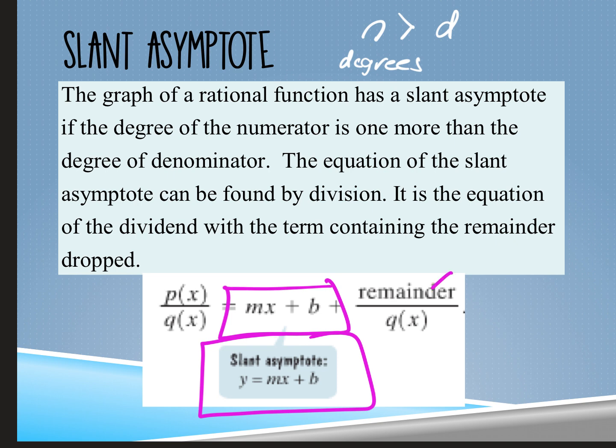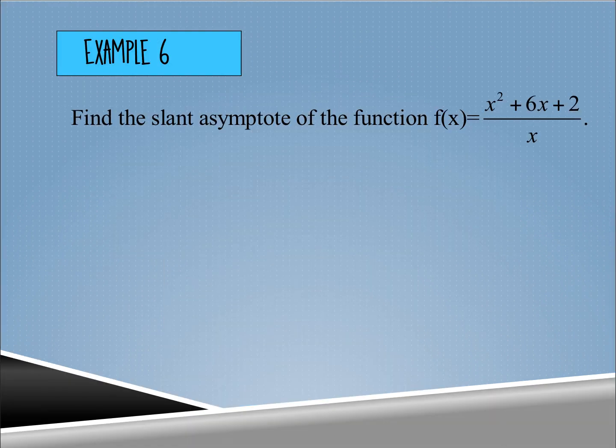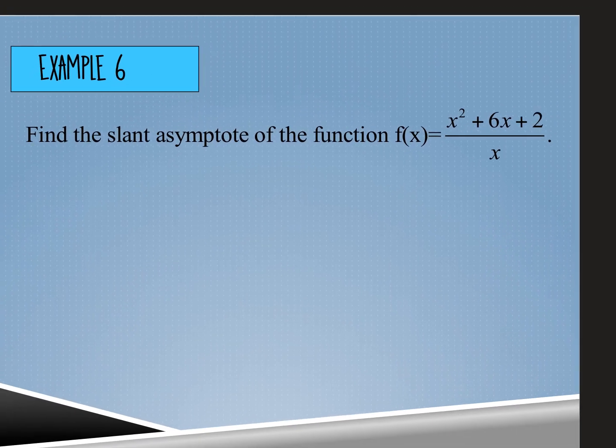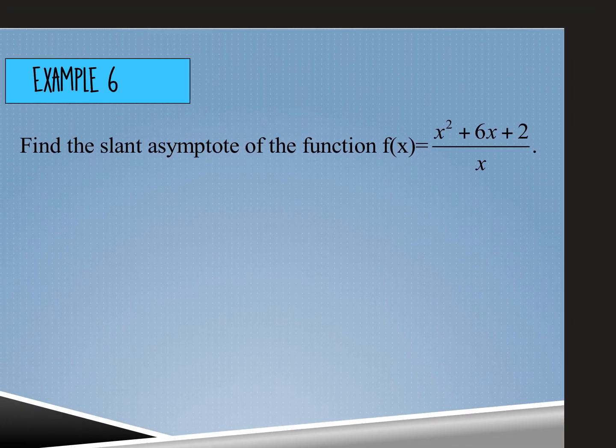The remainder you don't include. You are probably going to have a remainder anytime you do these, and you do not include it in your answer. I want you guys to understand that. So if you're going to do a problem that says find the slant asymptote, notice the degree. What's the degree of the numerator? 2. What's the degree of the denominator? 1. 2 is bigger than 1, right?